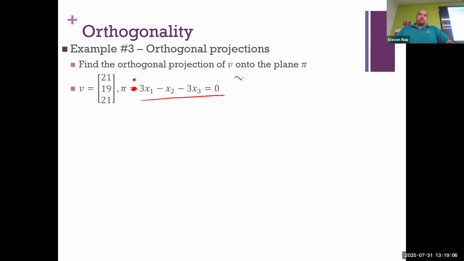If I divide everything by 3, I get x1 minus a third x2 minus x3 equals 0. Okay, so isolate x1: x1 equals a third x2 plus x3. Does this look like something we've done now? Eventually I would like to turn this into some basis vectors, but how do we get there?